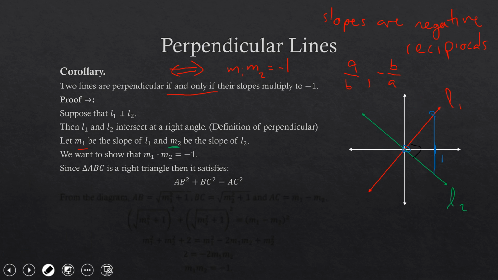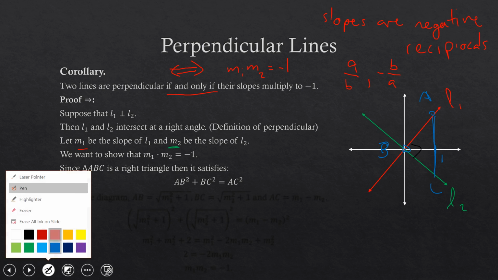Erase, what are our letters? So AB and BC, AC is our, so this is A, C, and this is B. Okay, right here. So AC squared, the hypotenuse, this is our hypotenuse right here, is equal to AB squared plus BC squared.